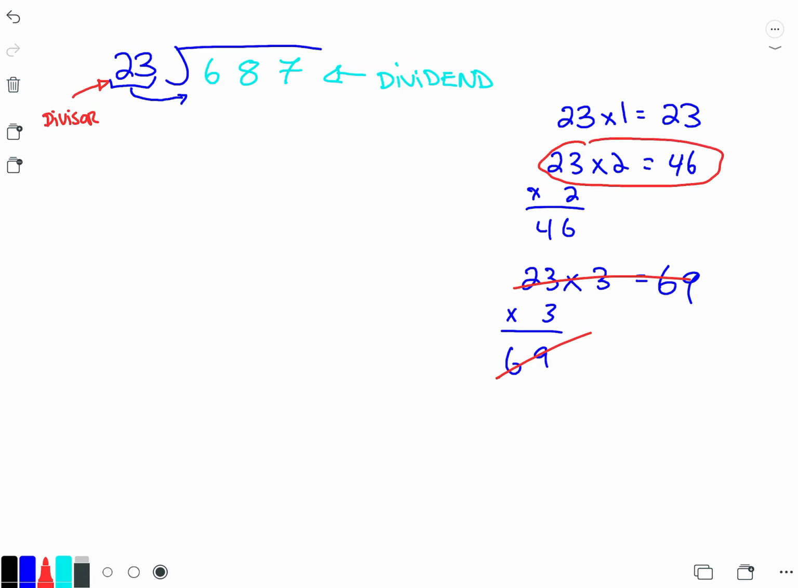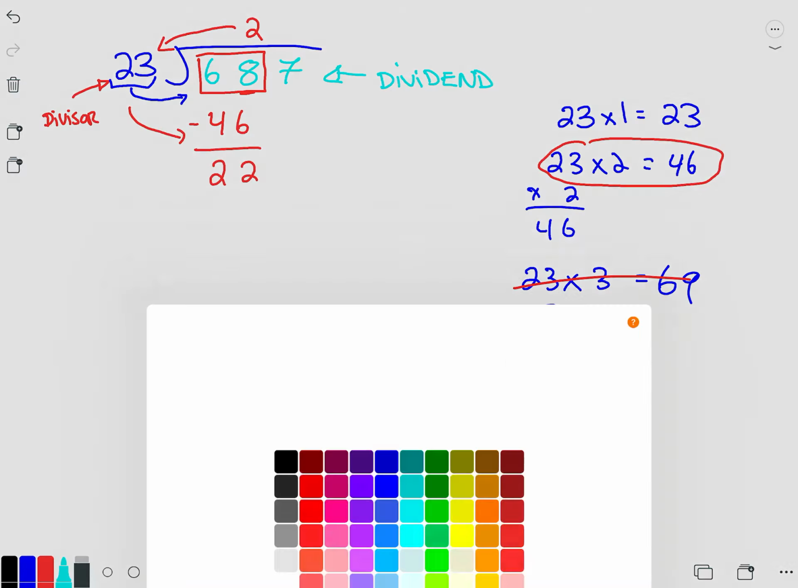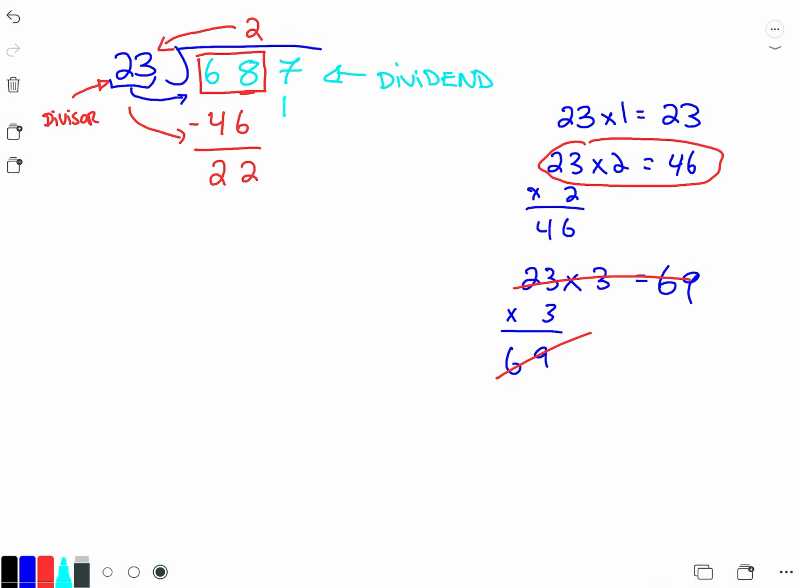So what I'm going to do is I'm going to use this last digit in the ones place, and I'm going to put this number here, because I'm talking about the number 68, right? How many 23s fit inside a 68? Well, 2 times 23 would give us 46. So I'm going to do my process. Now I'm going to subtract this number. 8 minus 6 is what? 2. 6 minus 4 is 2. And remember, I have to drop this last number every time.